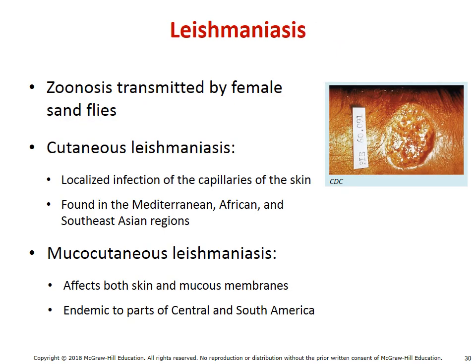Leishmania is going to be a protozoan disease that's actually transmitted by female sandflies. It really comes in two forms, cutaneous leishmania and mucocutaneous. With cutaneous, again, it's just going to affect typically the skin. With mucocutaneous, it affects both mucous membranes and skin.